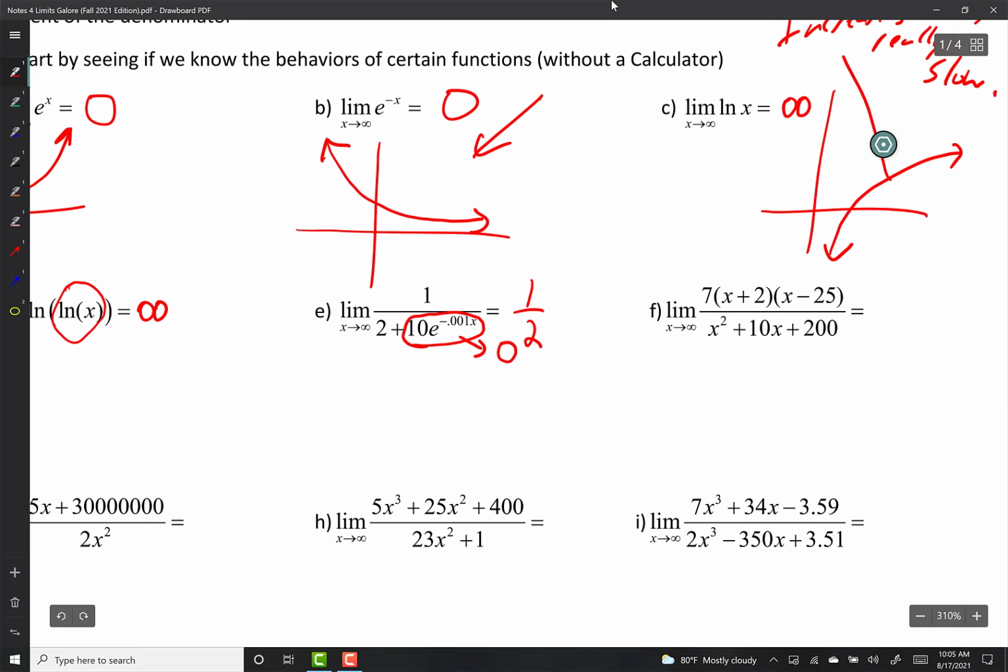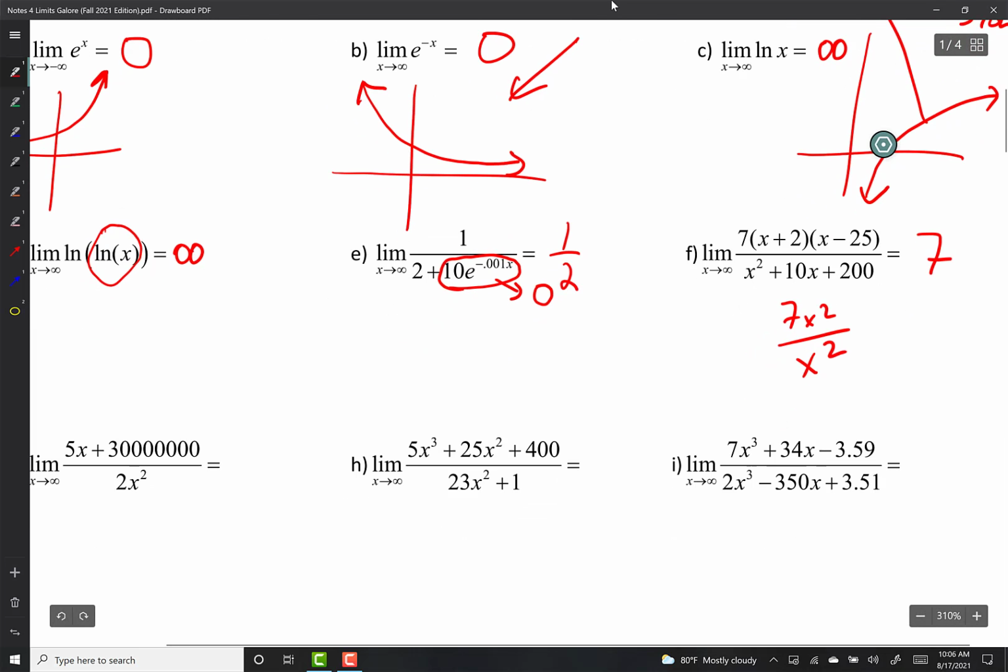All right, look at letter F. Do you have to multiply everything? No, we're just looking for end behavior. End behavior of the numerator is 7x squared. End behavior of the denominator is x squared. So my limit is 7. Yay or nay? Yay. All right.